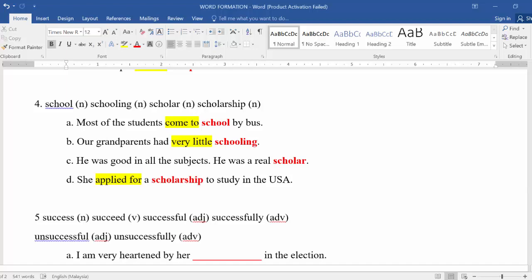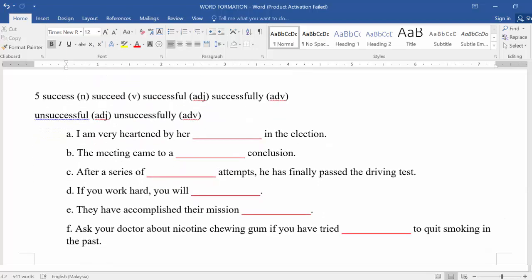Okay, let's look at the last question, question 5. We have success, succeed, successful, successfully, unsuccessful, and unsuccessfully. Let's look at the first word, success. Success here is a noun. Success means your accomplishment or victory in something. Okay, success.